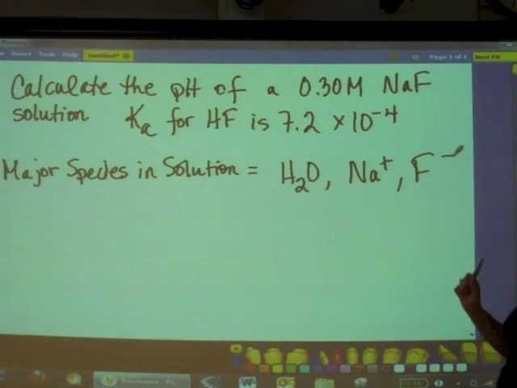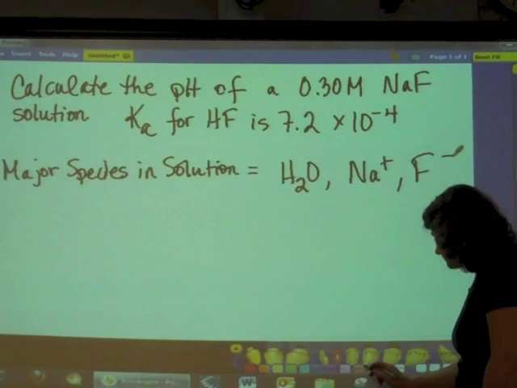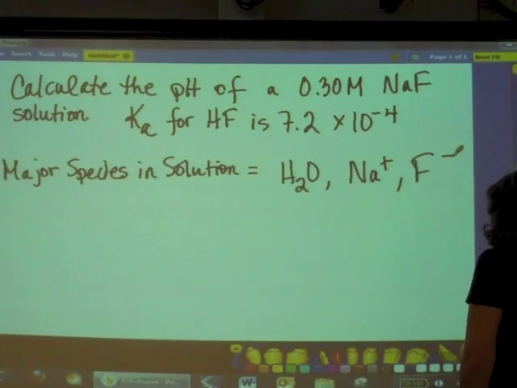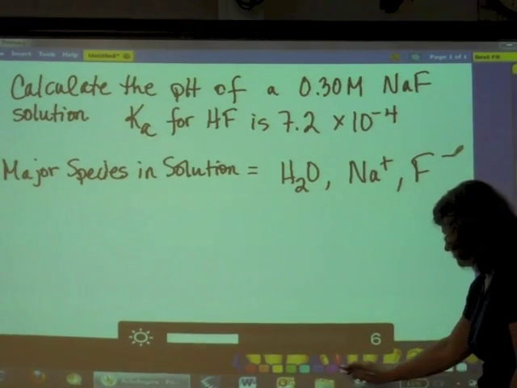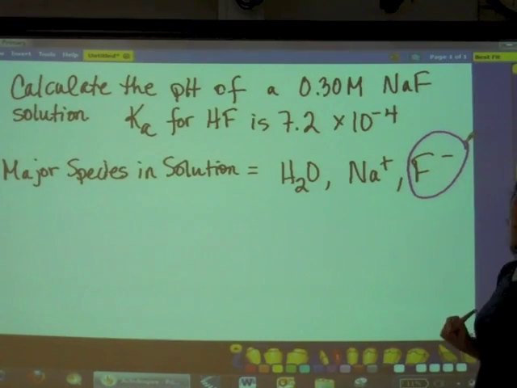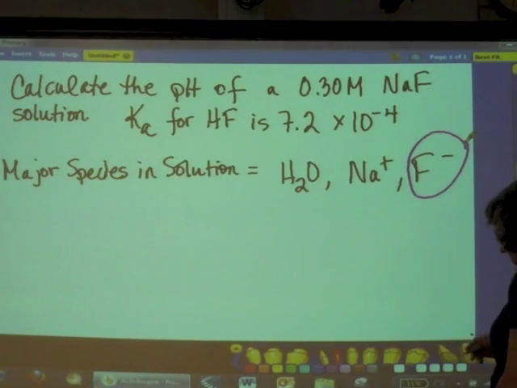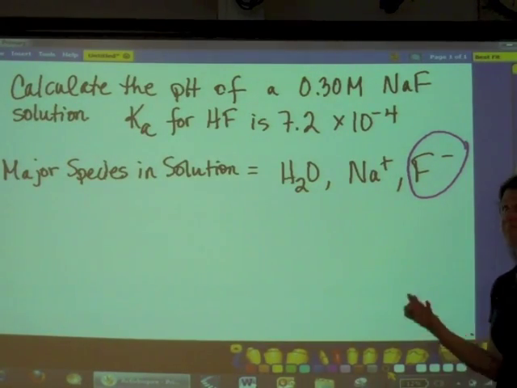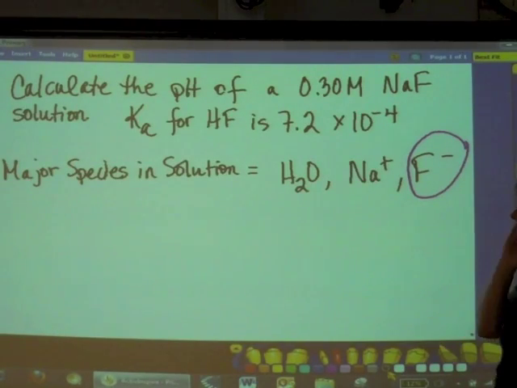So this, right here, this fluoride ion is going to be the one that affects the pH. Okay, so that's the first step, figuring out what is going to affect the pH in the solution when we're talking about salts. So it's going to be the fluoride.